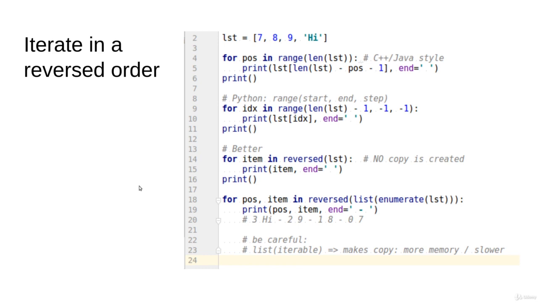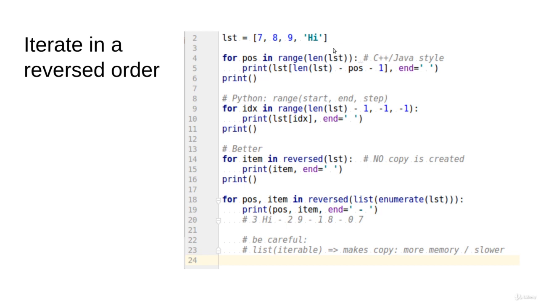Maybe a relevant concern now would be how can I iterate over a list in a reversed order? And this is an interesting question. So there are a few ways to do that. The first one is to think like a C++ Java guy. Let's just iterate over length, access the last element one by one.